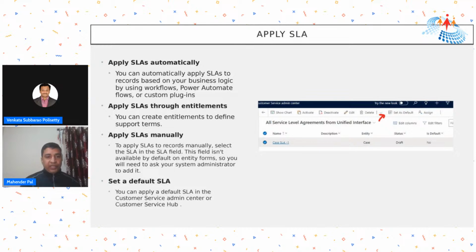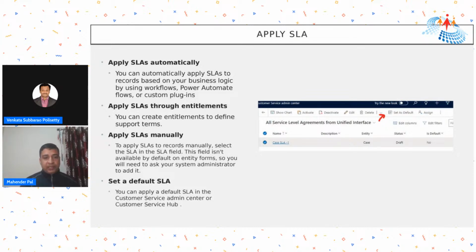The next option that we have is apply SLA through the entitlement. So when we started discussing that case, we discussed that there is a set of entitlements given to the customer, basically like how many phone calls you can do, how many email supports you will get, how many on-site services you will get. When setting up that entitlement, at that time we can also say that for this entitlement we are going to apply this particular SLA. Okay, so that is also there.